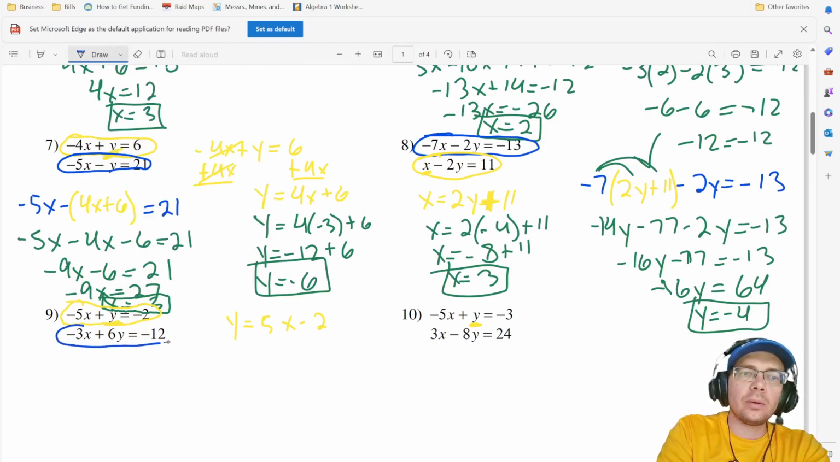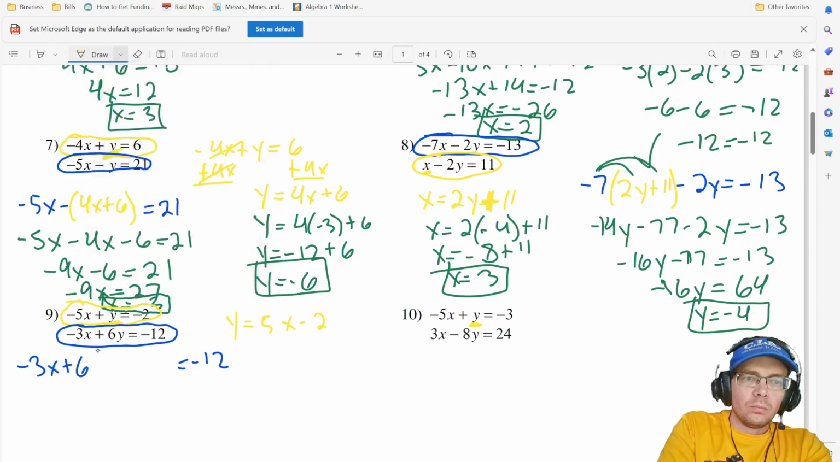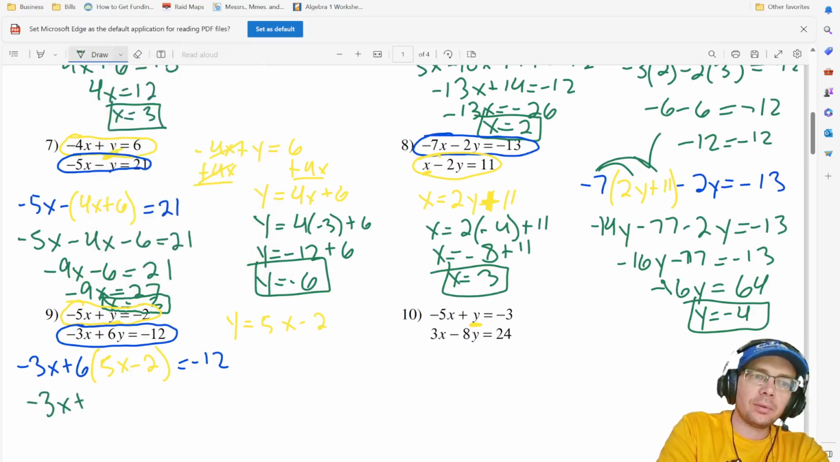So here's our blue equation. And we have our yellow equation solved for y. So we're going to be plugging in for y. So negative 3x plus 6. And then I'll put my y stuff right there, equals negative 12. So then my y stuff, 5x minus 2. And blue and yellow make green. So negative 3x plus 30x minus 12 equals minus 12.